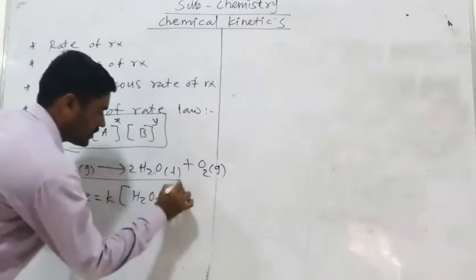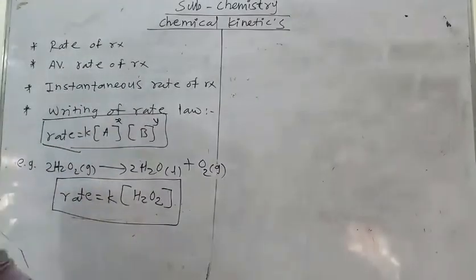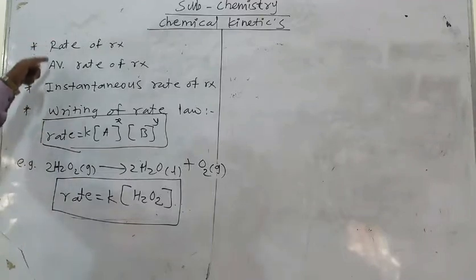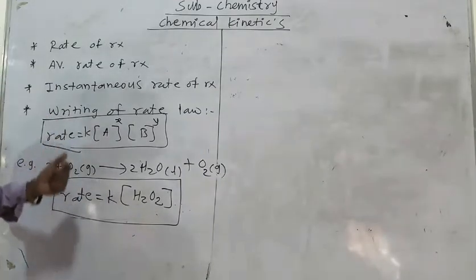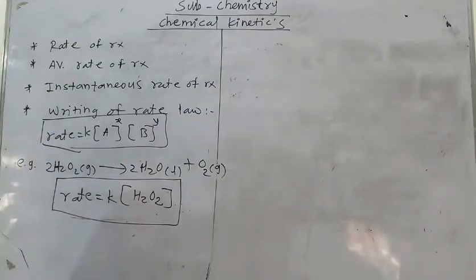So that is the method to write the rate law or the rate equation on the basis of these three terms: rate of reaction, average rate of reaction, and the instantaneous rate of reaction. That is the method to write the rate law.